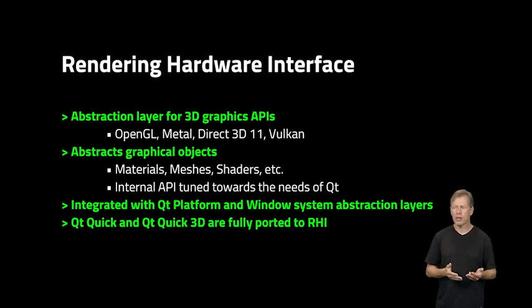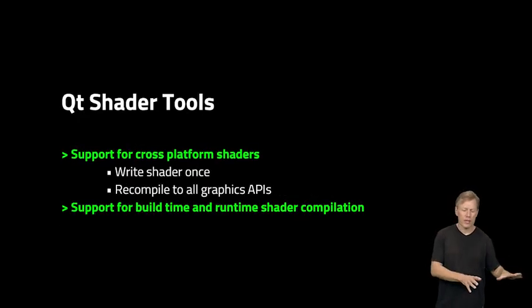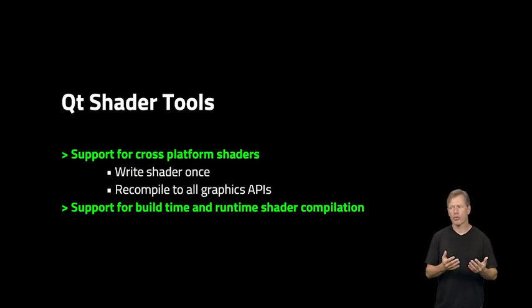It's integrated with the Qt platform and Windows system abstraction layers. And with Qt 6 now, Qt Quick and Qt Quick 3D are fully ported to that rendering hardware interface. Together with that abstraction layer comes a new module called the Qt Shader Tools. Qt Shader Tools help you write shaders in a cross-platform way. It enables that support for you. So it allows you to write a shader once and then recompile it to all those graphics APIs.